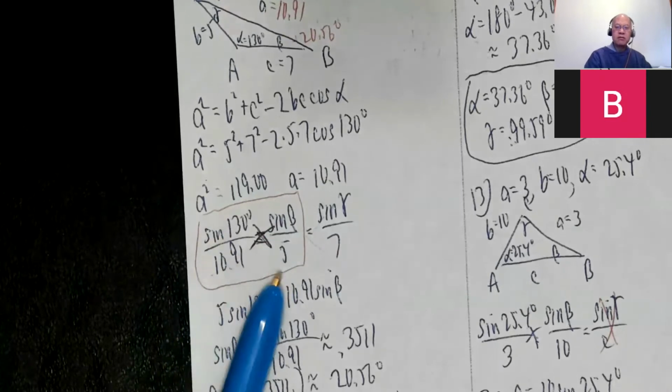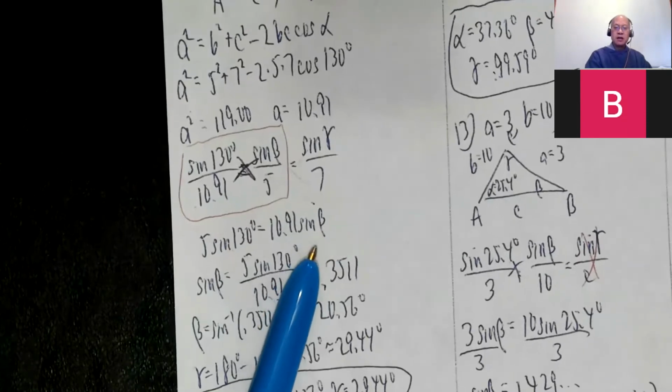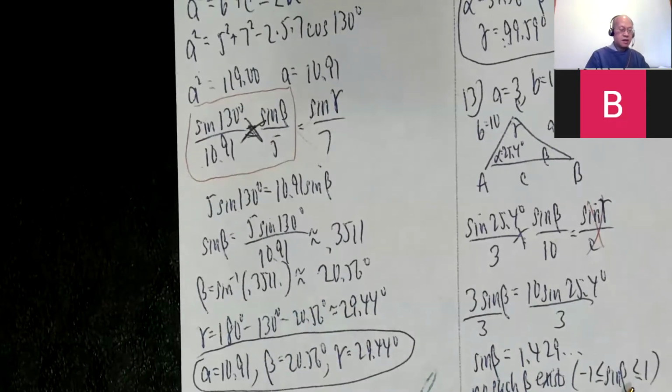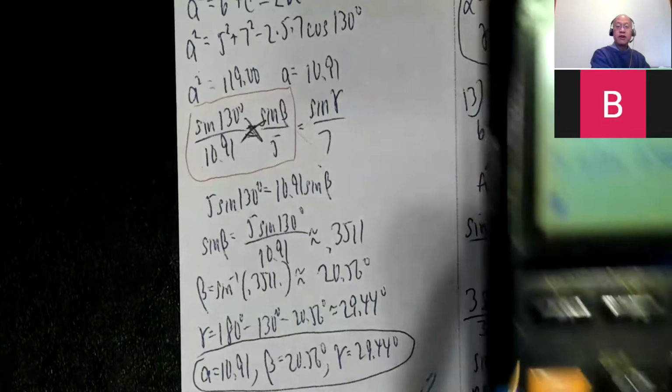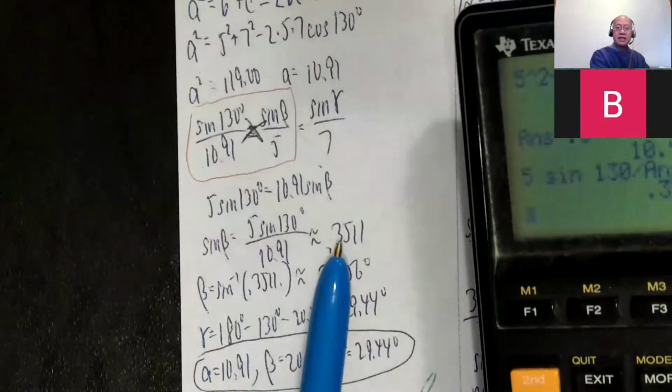Okay, so cross multiply here. 5 sine of 130 equals 10.91 sine of beta. Divide both sides by 10.91. Oops. 5 sine 130 divided by the answer that I got. Get 0.3511. That's not beta, that's sine of beta.